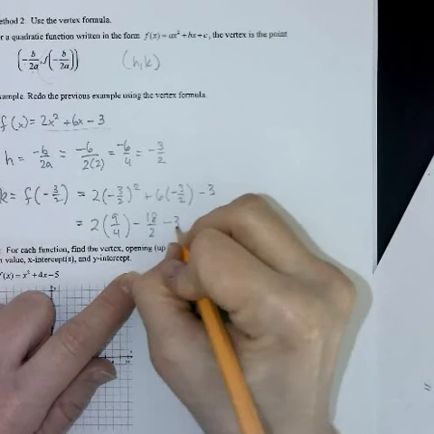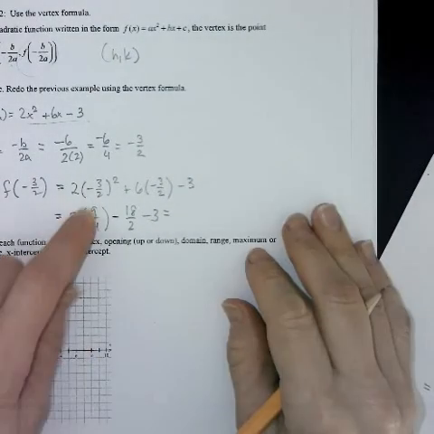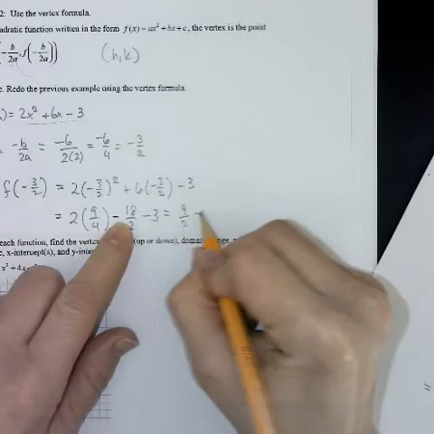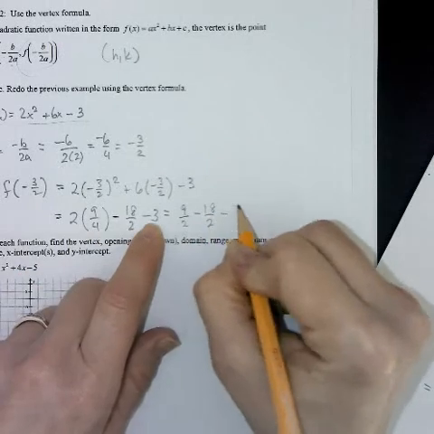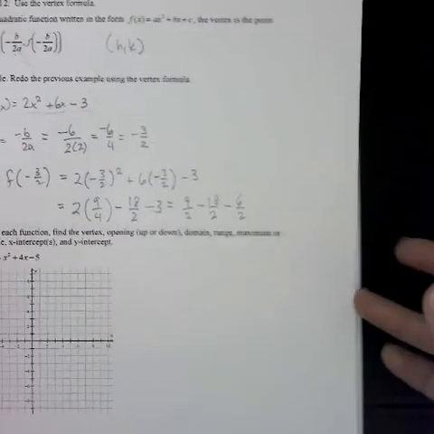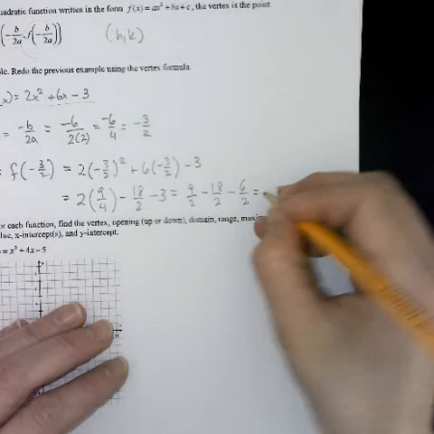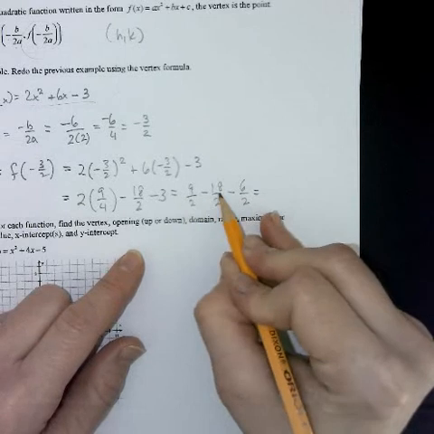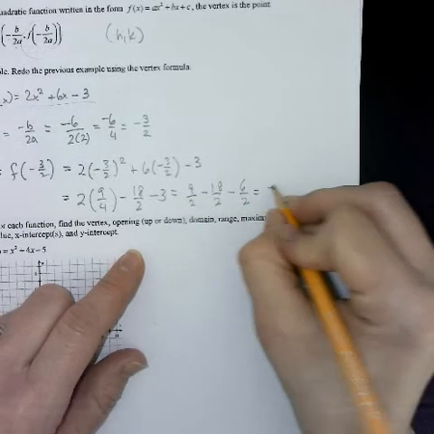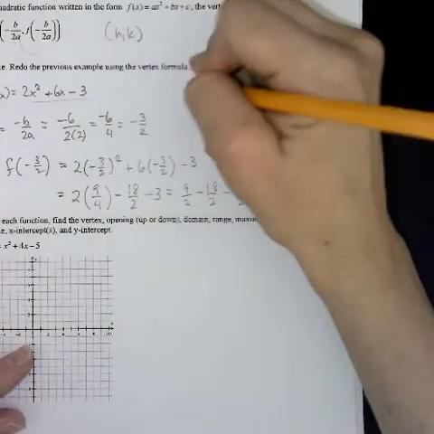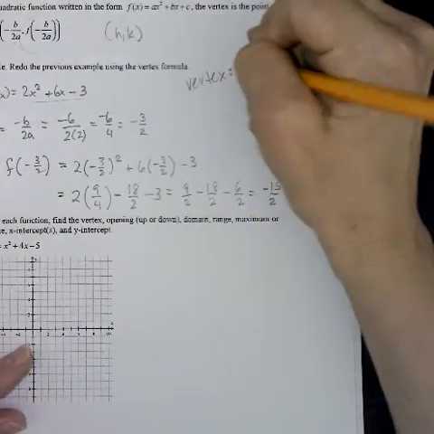So this is 18/4, or 9 halves, right? If we simplify 9 halves, and we've got minus 18 halves, and then minus 3 is minus 6 halves. Got to get better at working with fractions and being able to find common denominators. You should not be using decimals here or mixed numbers. Use fractions. 9 minus 18 is negative 9, and then negative 9 minus 6 is negative 15. So this is negative 15 halves, which is, of course, the same y-coordinate we had here. So the vertex is negative 3 halves, negative 15 halves.